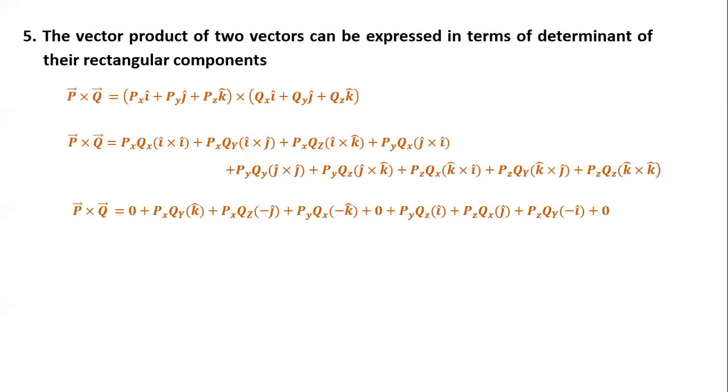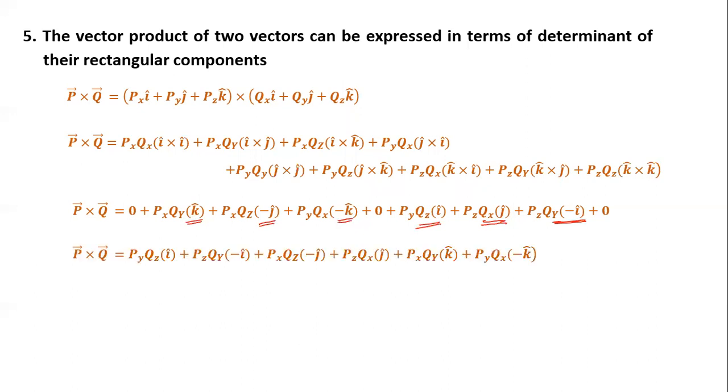So after that, you can observe this term very carefully. Two terms of K cap, J cap and one more J cap, I cap and one more I cap. But one is plus, one is minus. Now let me rearrange this term and I can write this. I cap first term and then minus I cap, minus J cap, J cap, K cap minus K cap. So we have written it like this.